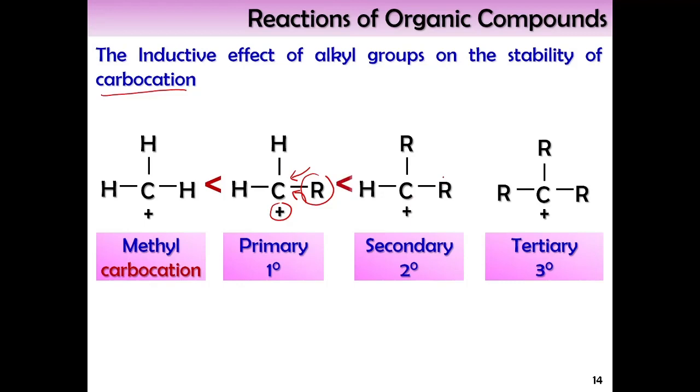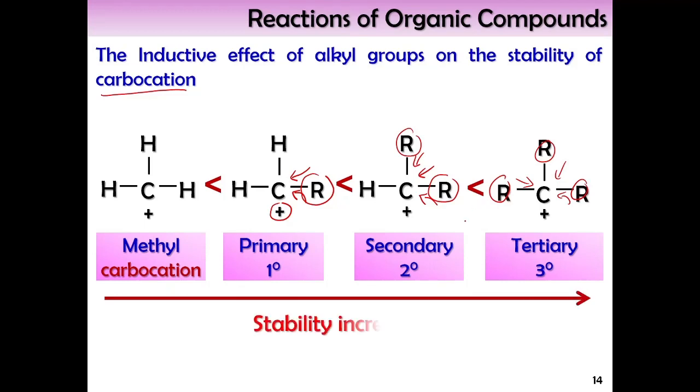The same thing for this one. There are two R, so there are two R to donate electron cloud to carbon, so carbon becomes less positive. The same thing for this one: there are three R, so it becomes even less positive. So which one is the most stable? Tertiary. Why tertiary? Because it has the inductive effect from the three alkyl groups that are attached to it.